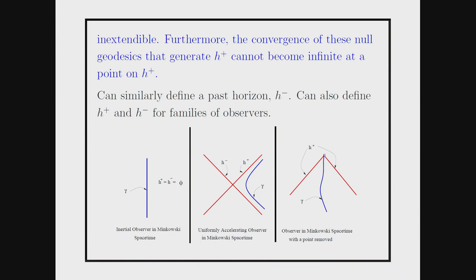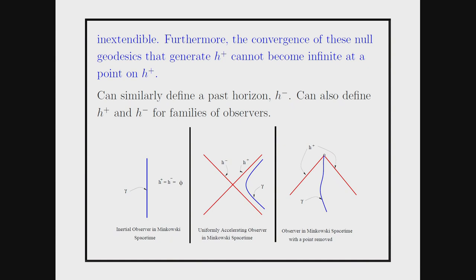But even if we stick to Minkowski spacetime, there are nontrivial notions of horizons. If you have an observer that's uniformly accelerating for all time, this observer can't see anything beyond this future horizon, H plus, which would be a null plane coming out of the board, again, if we were in four-dimensional Minkowski spacetime. And similarly, this observer will have a past horizon. These two will be two null planes that intersect in that two-surface.